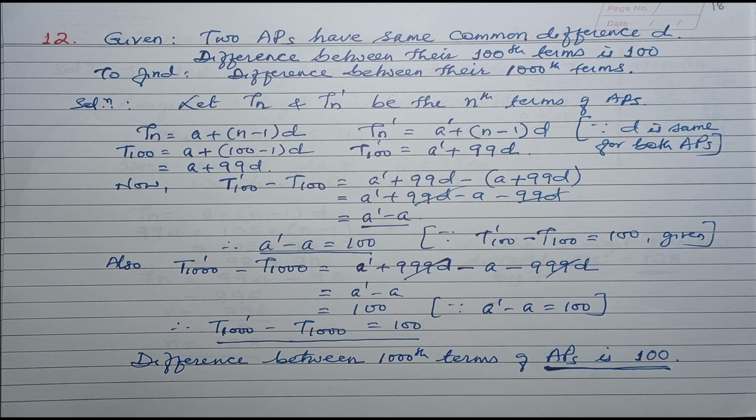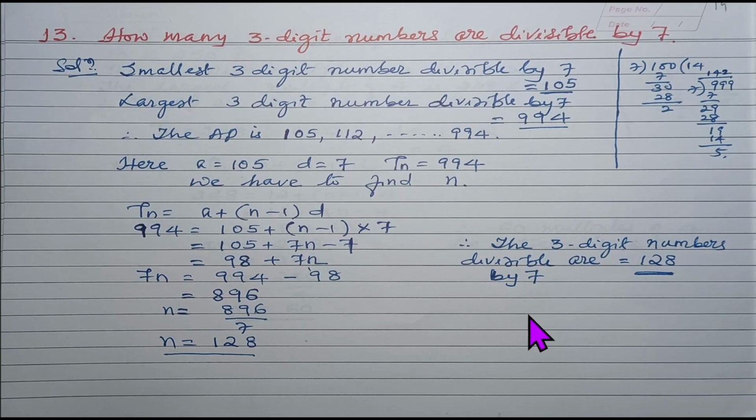Now to find the difference of the 1000th terms, T dash 1000 minus T1000 is equal to a dash plus 999d minus a plus 999d, which becomes a dash minus a, and that is equal to 100. Therefore T dash 1000 minus T1000 is equal to 100 again. So the difference between the 1000th terms of the APs is again 100, just like the difference in the 100th terms. Now remember that.